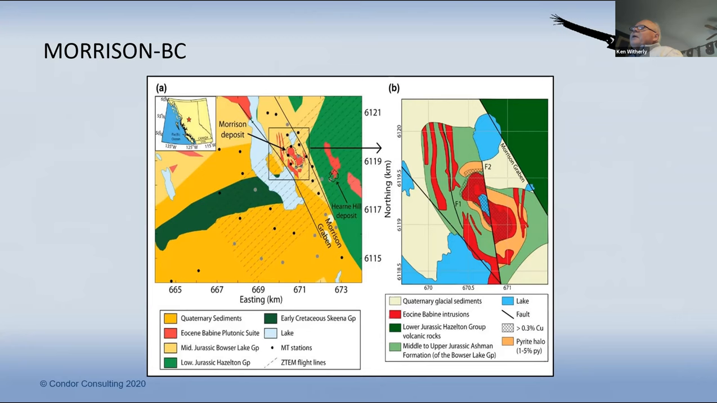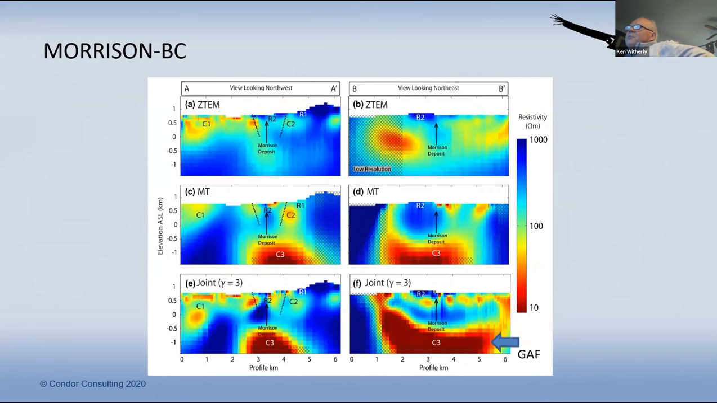These are shots from one of their last papers, and we've got sections here showing, on the left, the Morrison deposit where it actually sits. It's fairly resistive based on the ZTEM alone. The MT, though, with its greater depth of investigation, is actually starting to see a feature at significant depth. These are in kilometers, so this is down several kilometers. We see a very conductive zone labeled C3, and then in the joint inversion, this sort of blossoms out.